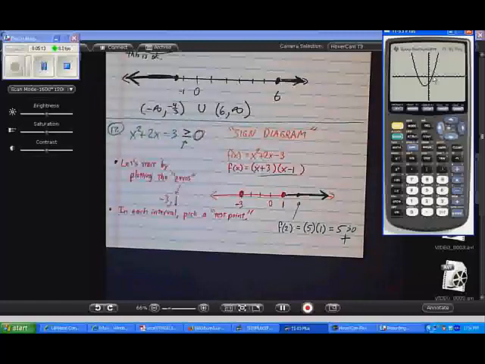You guys follow? Ryan mentioned we could try -2. I'm going to try 0. That's my favorite test point. I always use 0 because it's so simple. Look, what is f of 0?